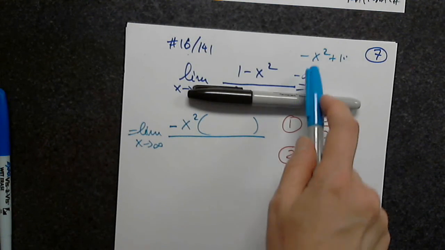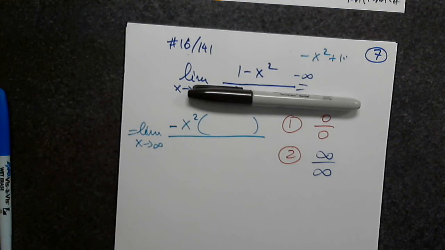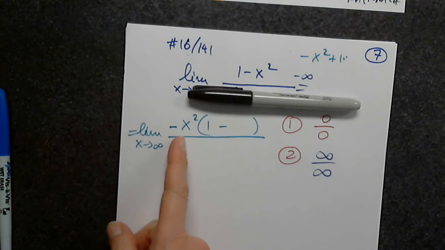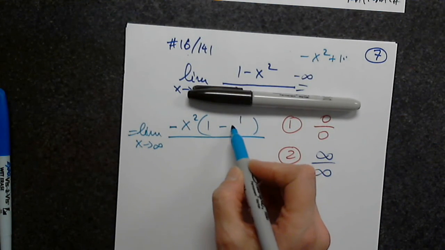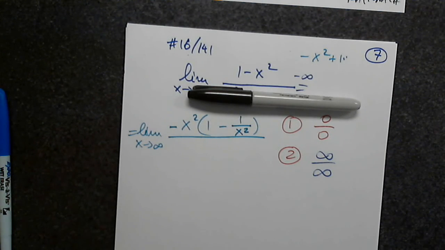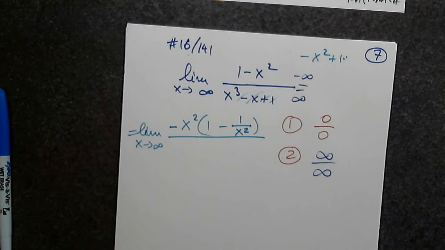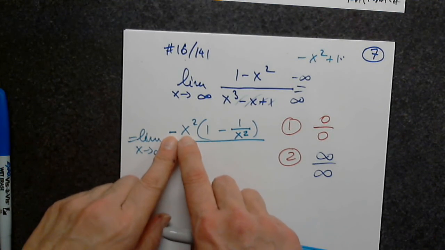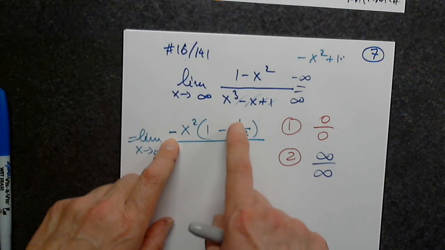So negative x squared times what is negative x squared? 1 minus. Negative x squared times what is 1? So negative x squared times negative 1 over x squared is 1. Ready for the denominator? I can factor out anything I want from anything as long as what is in parentheses allows me to go back to where my starting point was, right? So negative x squared times 1 is negative x squared. Negative x squared times negative 1 over x squared is 1.